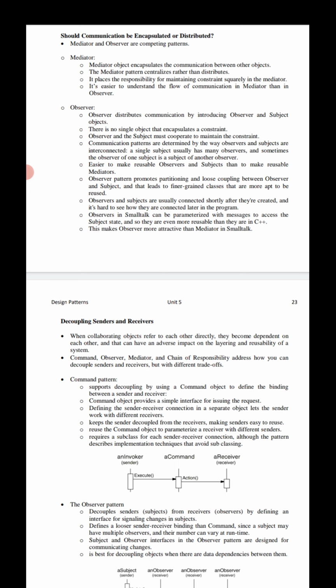Okay, this is the concept of how communication should be encapsulated or distributed. Finally, observers in Smalltalk can be parameterized with messages on how to access the subject state, and so they are even more reusable than they are in C++. So this makes the observer more attractive than a mediator in Smalltalk. Hence a Smalltalk programmer will often use the observer, whereas a C++ programmer would use the mediator design pattern.